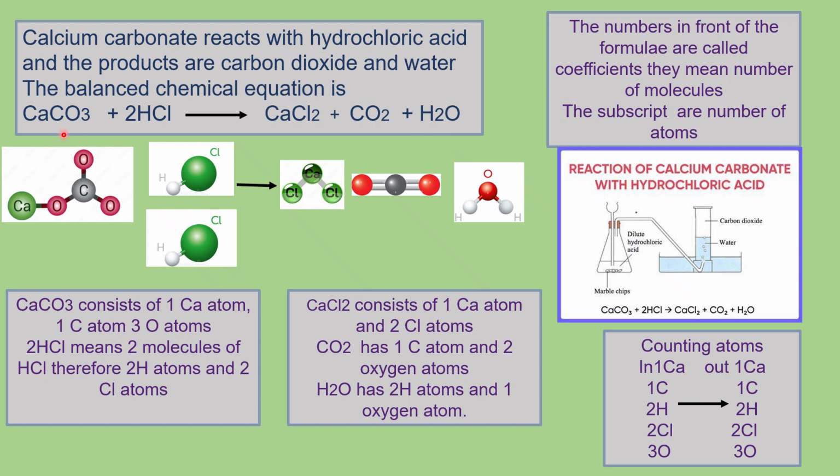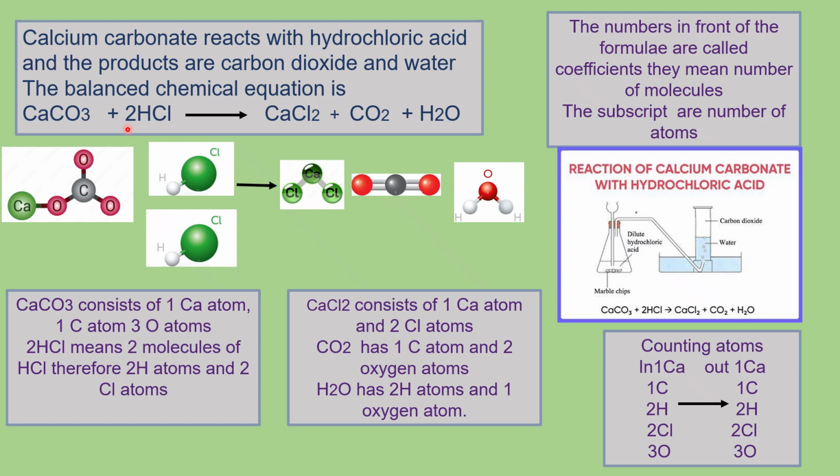Now, calcium carbonate is a carbonate. When it reacts with an acid, a salt is produced. The salt is calcium chloride, CaCl2. And carbon dioxide comes out and water. Now these are the molecules of calcium carbonate and hydrochloric acid.